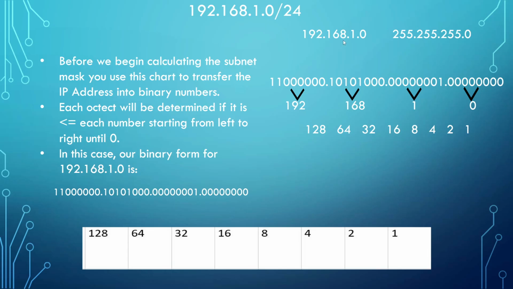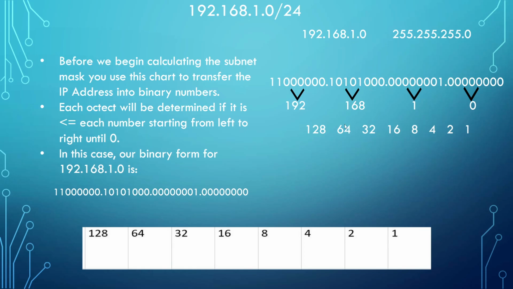Then we'll go over to 168, and we'll say, does that go into 128? And it does, so we put 1 here. Then we subtract 128 from 168, and we get 40. And 64 doesn't go into 40, so we put 0 here. But then 32 does go into 40, so we put a 1 here. And then we subtract 32 from 40, which leaves us with 8. And 16 doesn't go into 8. So again, we put a 0 here. But 8 goes into 8. So we put a 1 here. And then we subtract 8 from 8, which gives us 0. So we know all those other numbers are 0.